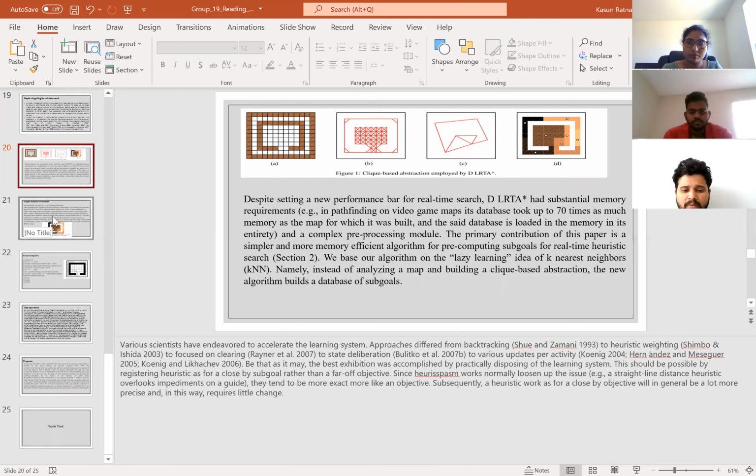Since heuristic functions normally relax the problem and ignore obstacles on a map, they tend to be more accurate for nearby targets. Subsequently, a heuristic function with respect to a nearby goal will tend to be much more accurate, and therefore requires little change.